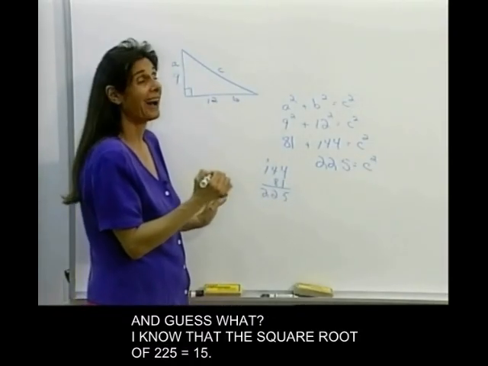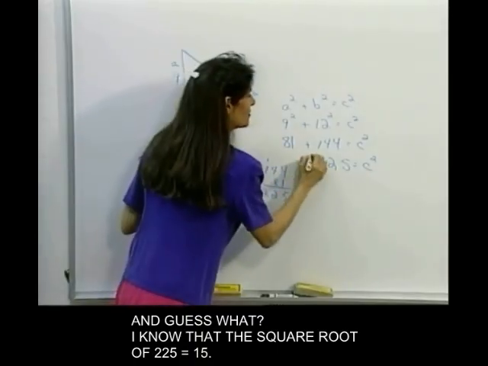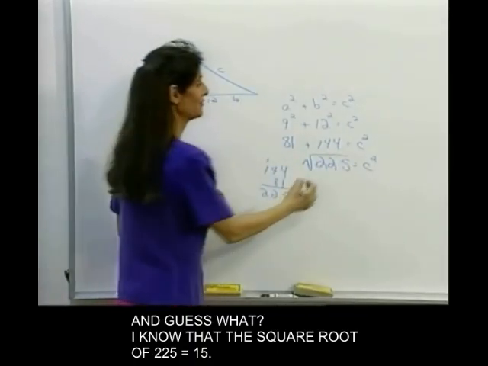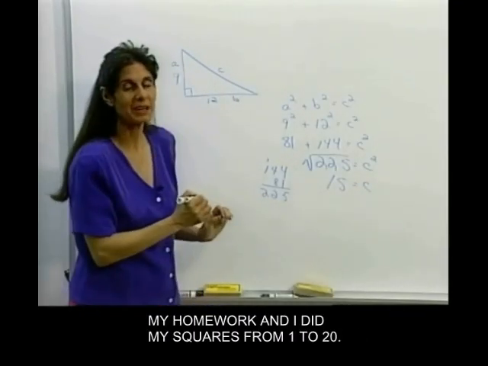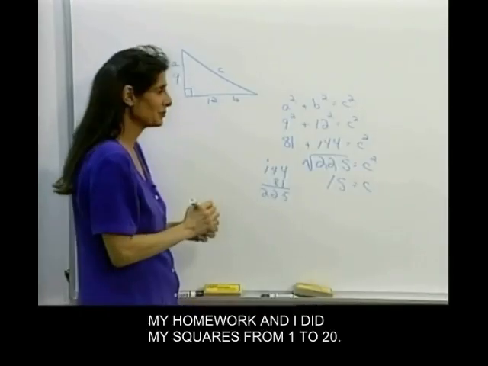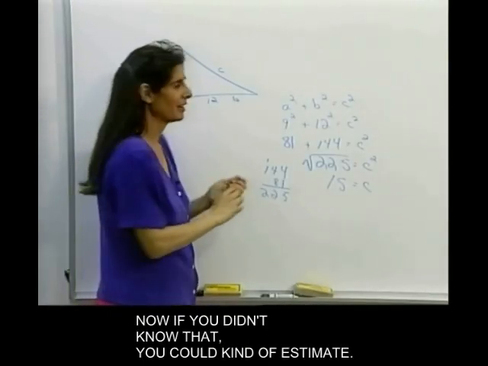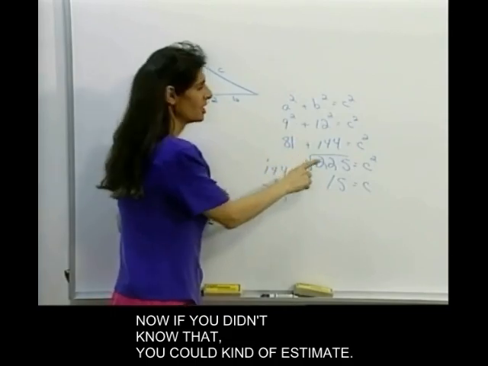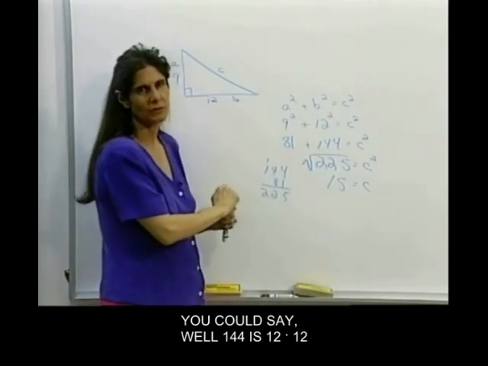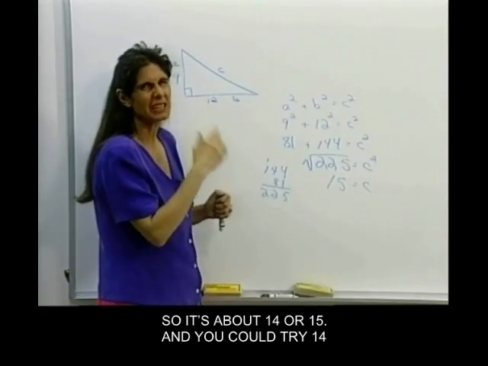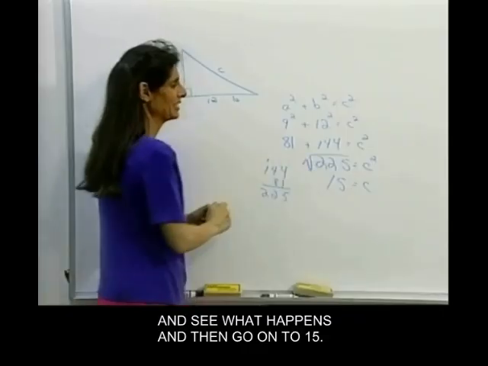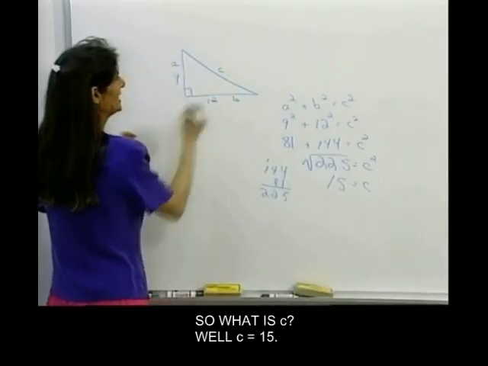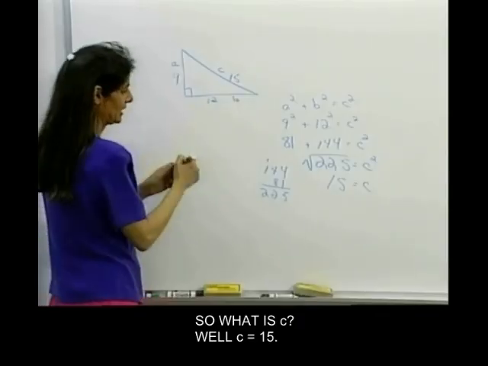And guess what? I know that the square root of 225 is 15. And the reason I know it is because I've done my homework and I did my squares from 1 to 20. Now, if you didn't know that, you could kind of estimate. You could say, well, 144 is 12 times 12, so it's about 14 or 15. And you could try 14 and see what happens and then go on to 15. So what is c? Well, c equals 15.